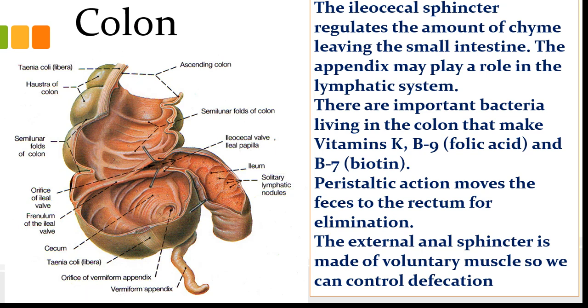We have the ileocecal sphincter right here. Okay. It regulates the amount of chyme leaving the small intestine. It kind of slows it down a little bit. We think the appendix right here has a whole lot to do with the lymphatic system. We talked about that, right? So there's very important bacteria living in the colon. It can actually kind of hide inside the vermiform appendix right there.